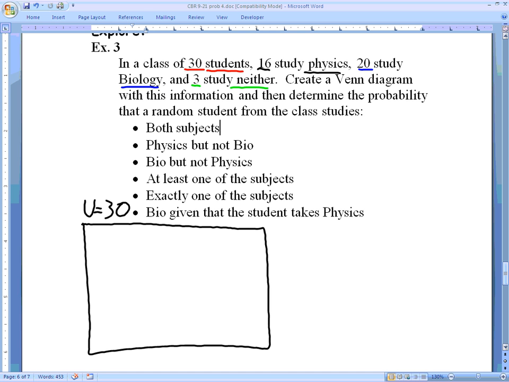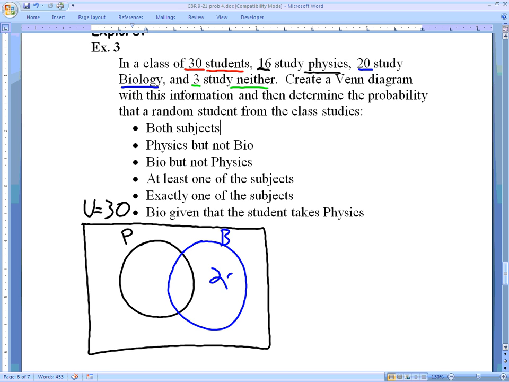Now we've got 16 who study physics. I also have 20 who study biology. This time it didn't say only. So there are actually 20 that study biology. Now the common mistake that I see students do is they put the 20 here. But that would imply that there's also some students that go right here that would study both. But that's not what it says. It actually says there's 20 who study biology.